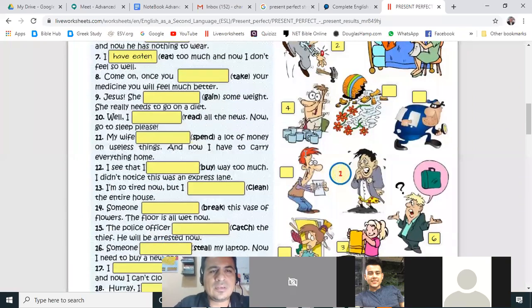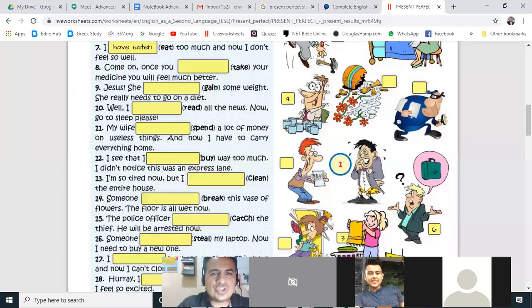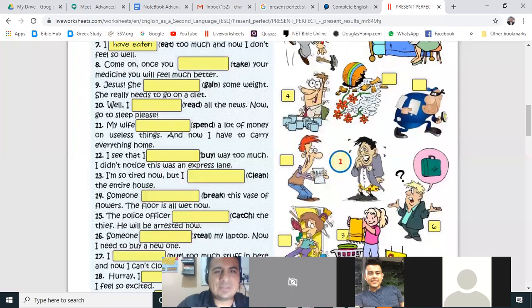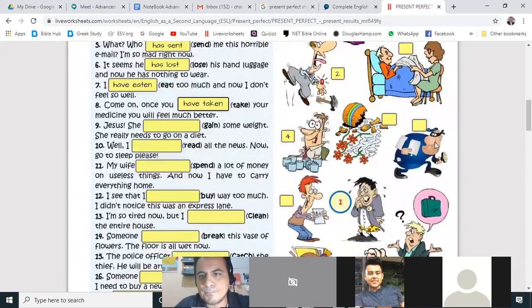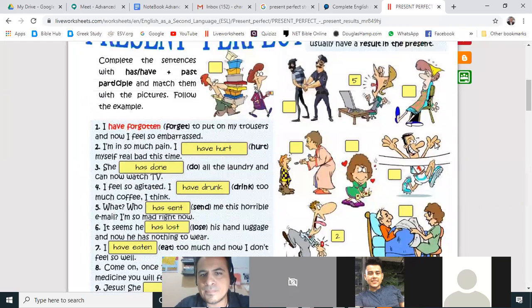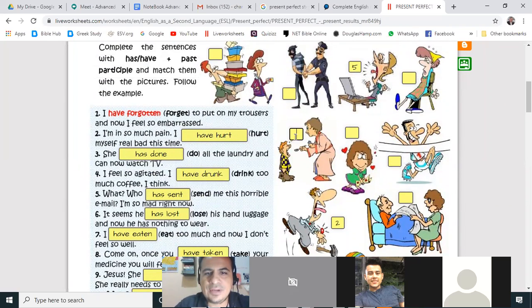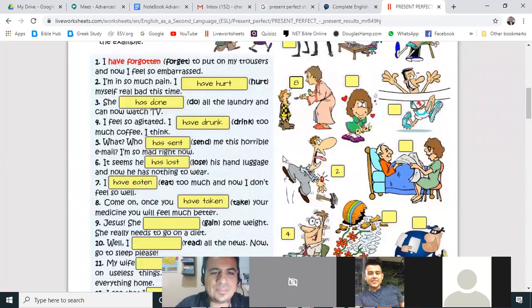Number 8. Once you blank your medicine, you will feel much better. Have taken. Once you have taken. Past participle, right? Taken. You will feel much better once you take your medicine. Number 8. Let's see. She's talking to the child, right? Right here. Okay, very good.